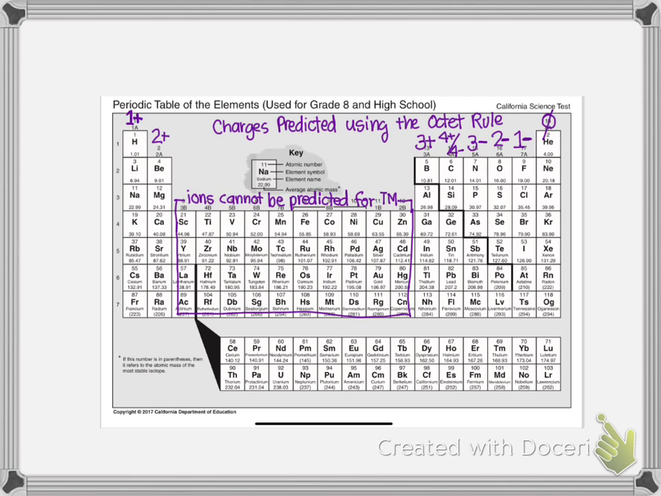There aren't 4 minuses in group 4A. Carbon and silicon, if you remember from trends, are at the top of the periodic table. They're small atoms, and it's hard. The 4 negative charge is too much for their stability. So even though the octet rule might predict it, we won't encounter it.